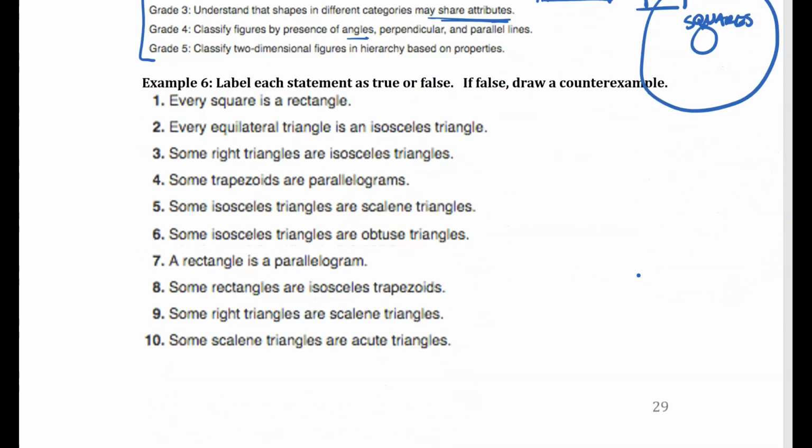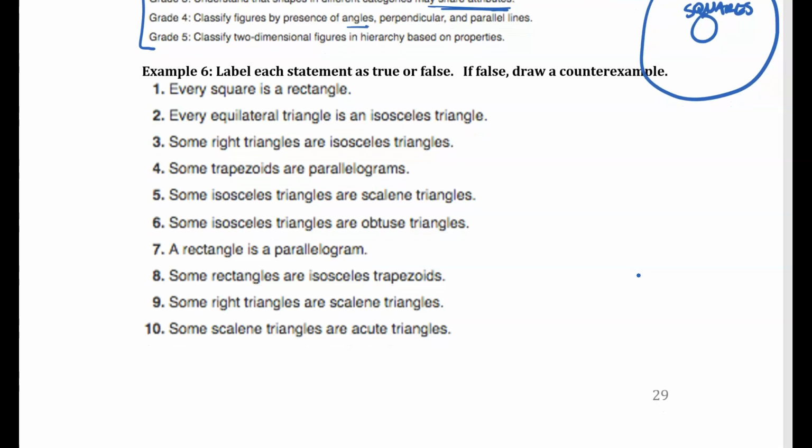So as the kids get older, the critical thinking just gets more complex in terms of shapes. So let's do one last example together. I know we're at 52 minutes, but we can do it. So label each statement as true or false, and then if false, draw a counterexample, which is just an example that shows that it should be false. So you could pause the video and try this.